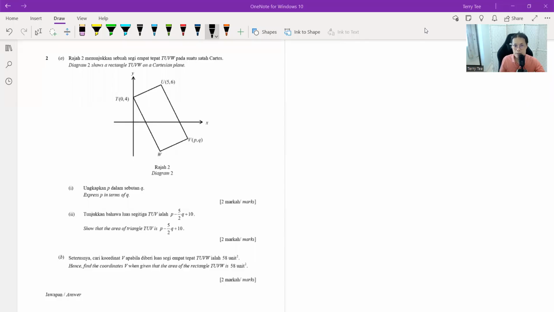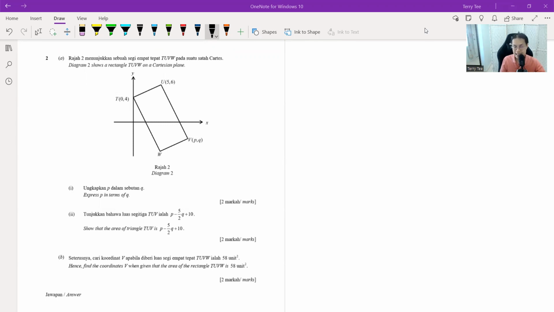Okay, question number 2. This is from coordinate geometry. This is actually an old past year question, 1990 something. Here we have a diagram that shows rectangle TUVW on the Cartesian plane. So you're supposed to express B in terms of Q.